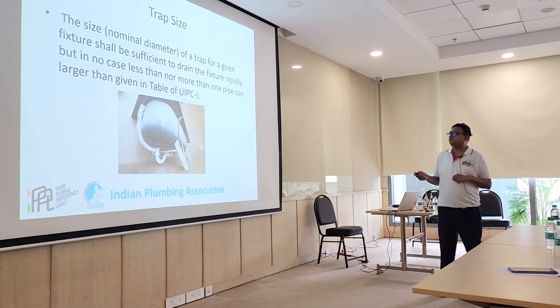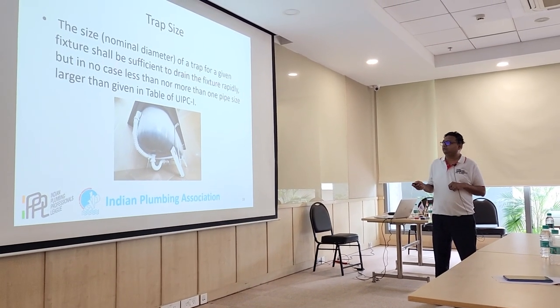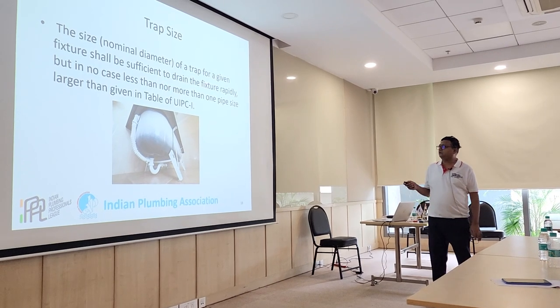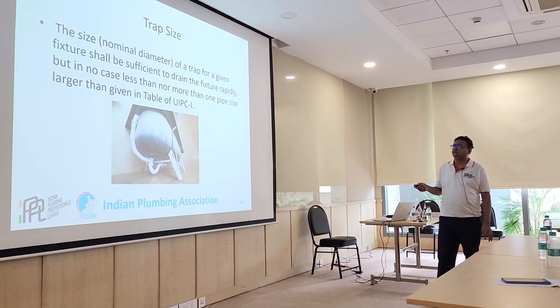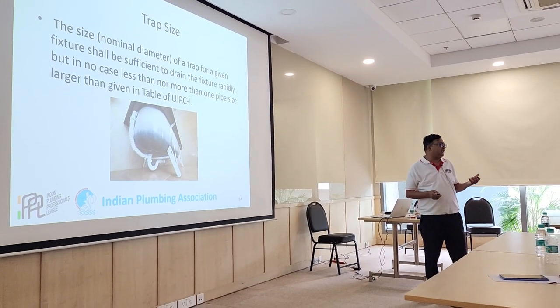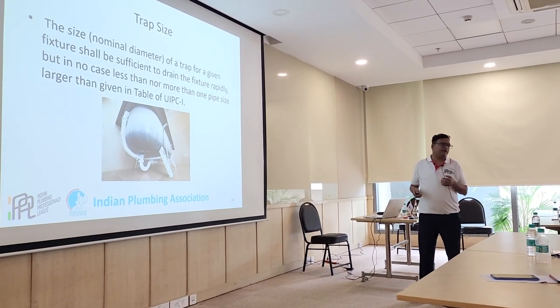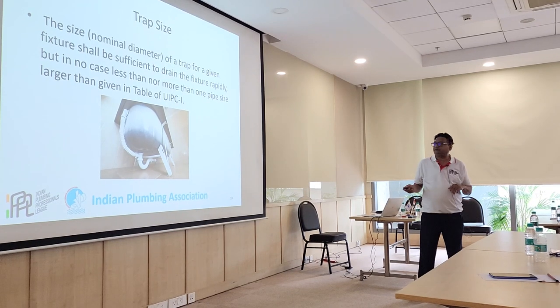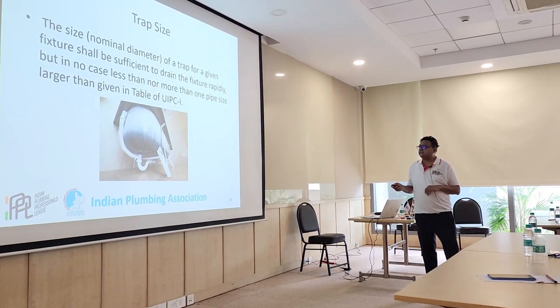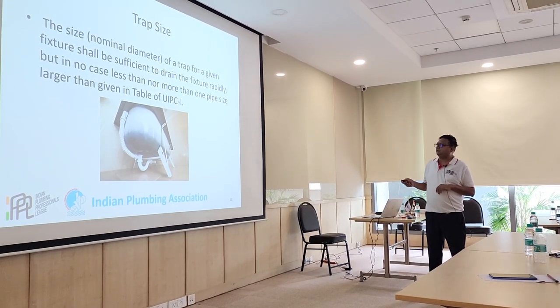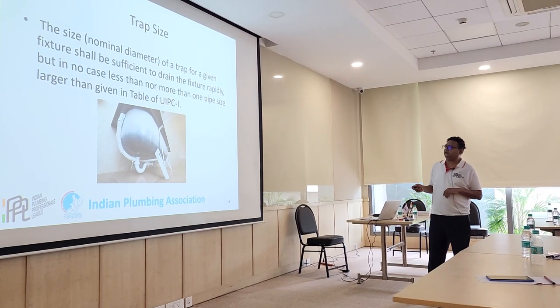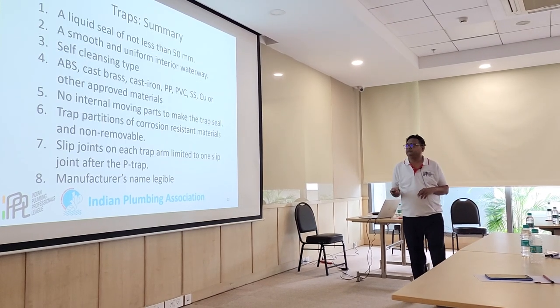Trap size. The nominal size diameter of the trap for a given fixture shall be sufficient to drain the fixture rapidly. What should govern the trap sizes? It should be based on the fixture draining off rapidly. But in no case less than, nor more than, one pipe size larger than given in the table UIPC 1.